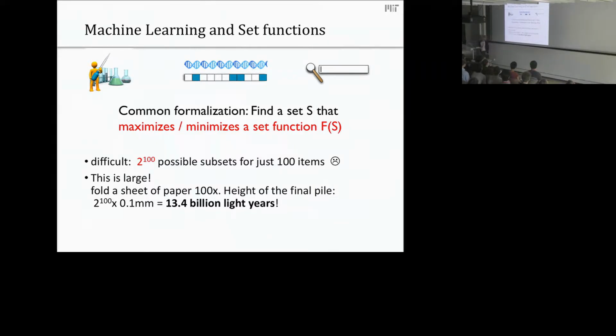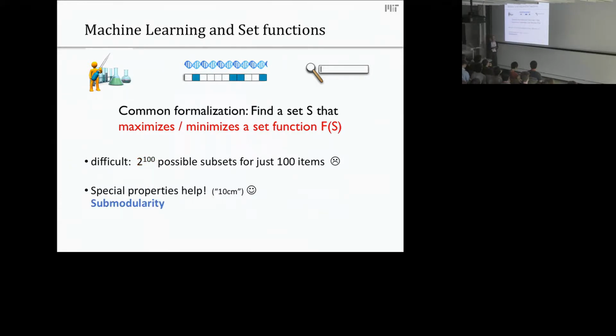So what we want is some more assumptions, some structure in there that lets us reduce the running time from, say, these billion light years to about 10 centimeters. So what is this property? What can we use that's realistic enough that it holds for many of these settings and that's also computationally feasible? And one such structure I'll talk about today is that of submodularity. So that's why we are interested in it.